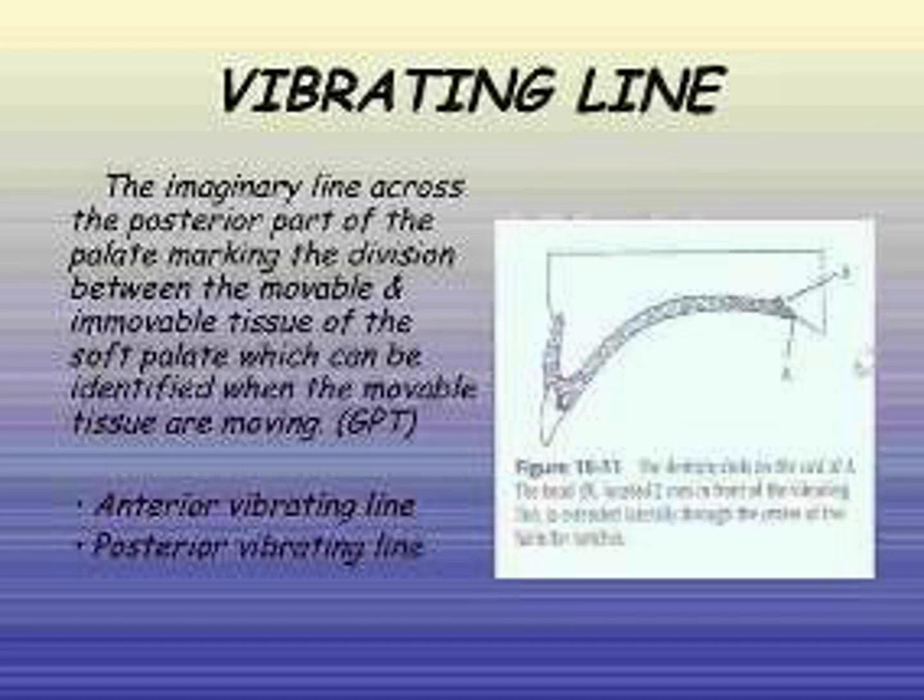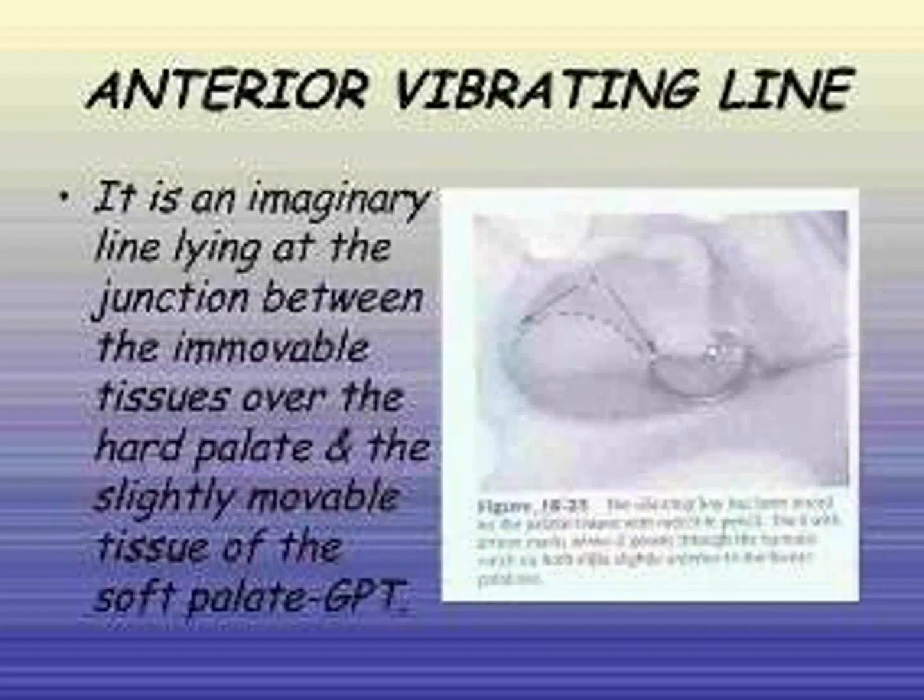Now, coming on to the vibrating lines: the imaginary line that crosses the posterior part of the palate, marking the division between the movable and immovable tissues of the soft palate, which can be identified with the help of a T-burnisher, discriminates the anterior and posterior vibrating line.